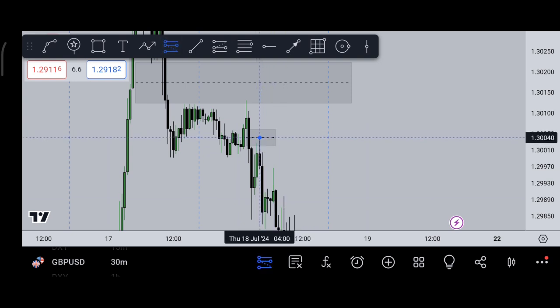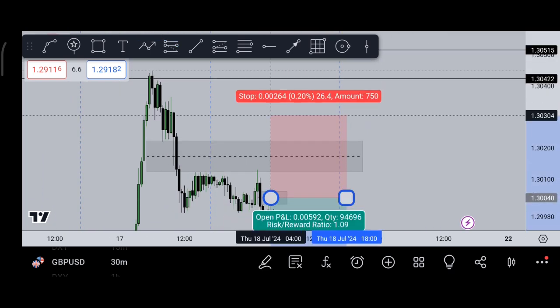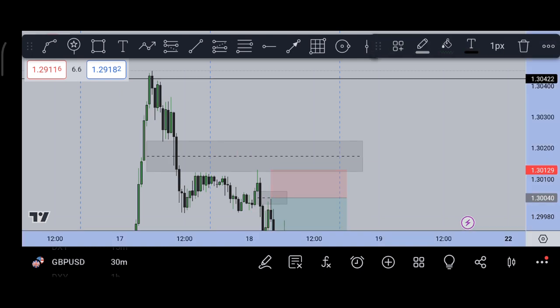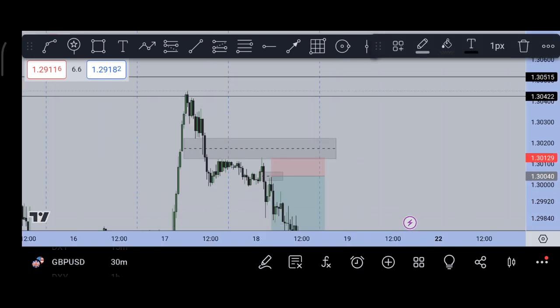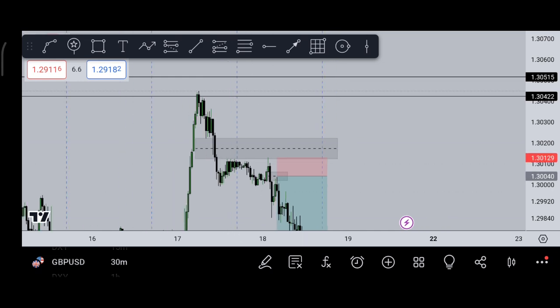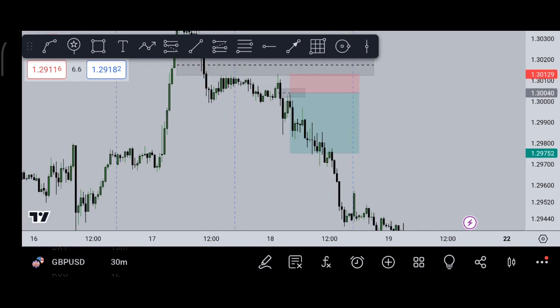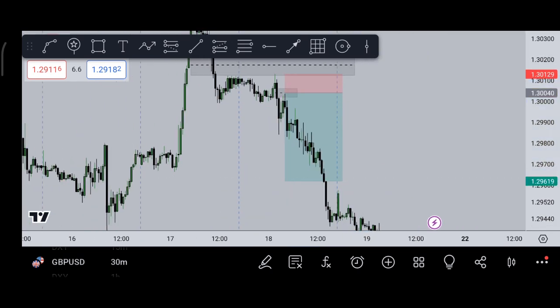From here, my stop was above this high, which swept liquidity. This was an A plus setup. We saw price take out this liquidity, sweep downward, and create a fair value gap, just like the ICT 2022 model setup. Everything played out, just one pip from our entry.